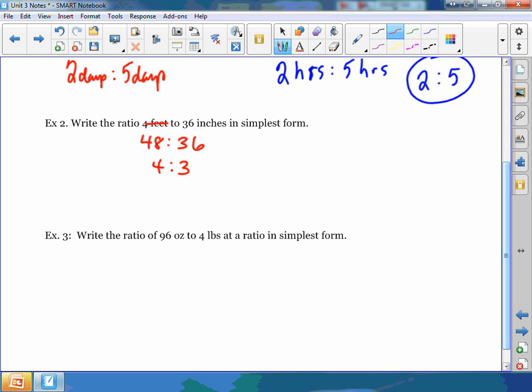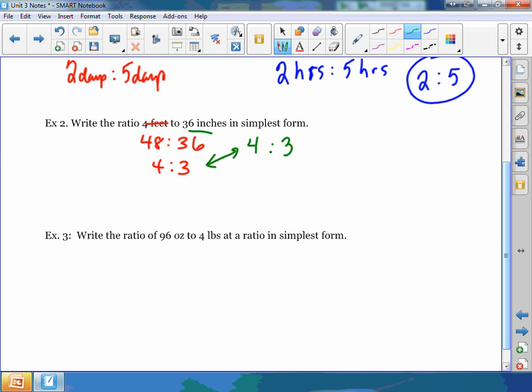How many of you converted the inches to feet? Okay, if you convert the inches to feet, you'll notice that we go right from 36 inches to 3, right? 4 feet stays the same, 36 inches converts to 3, and we're going to get the same value, 4 to 3.